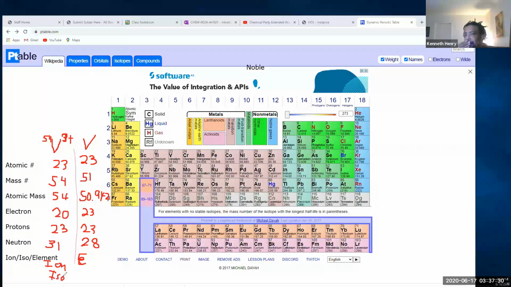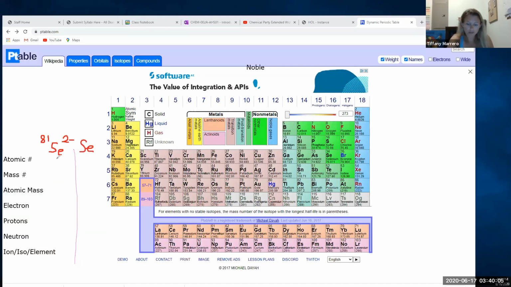Okay. Let's see. Okay, so let's do another one, just to kind of top it off. Let's start with the isotopes. Let's chart backwards here. Okay. Atomic number: 34. Mass number: 81. Atomic mass: 81.